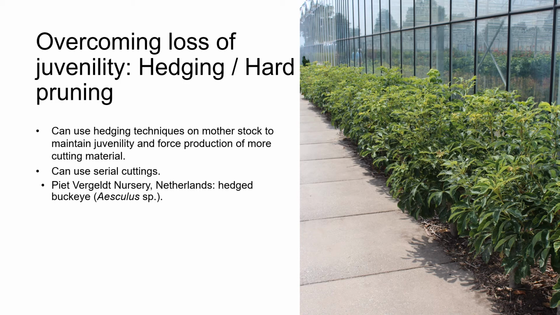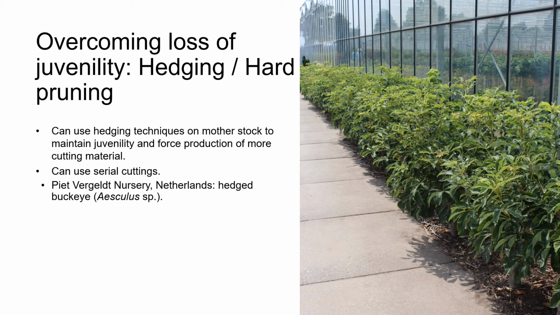In the photo on the right here, you can see a hedge of buckeye at a nursery in the Netherlands. This buckeye is usually a tree, but it's being maintained here as a low-growing hedge, so that the nursery has plenty of propagation material to work with, and so that the plant is kept in a juvenile state to make the rooting of cuttings much easier.